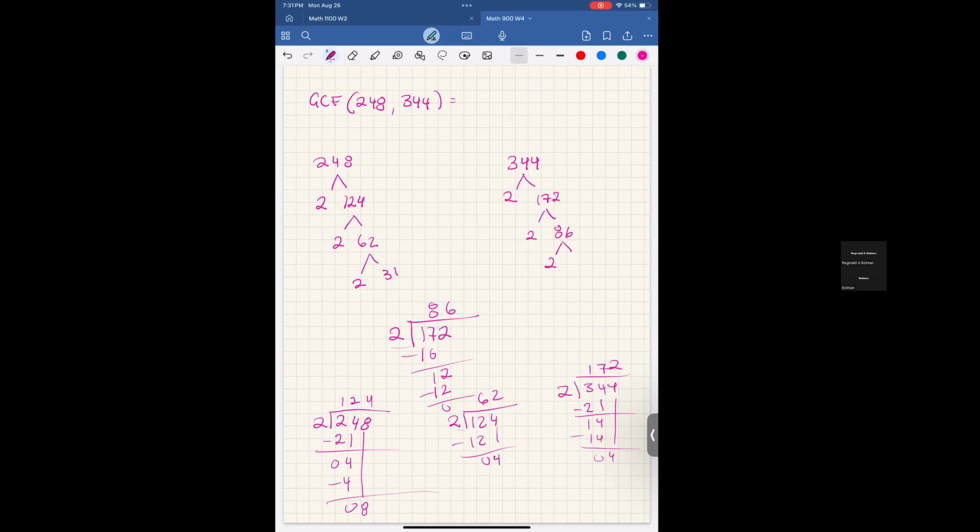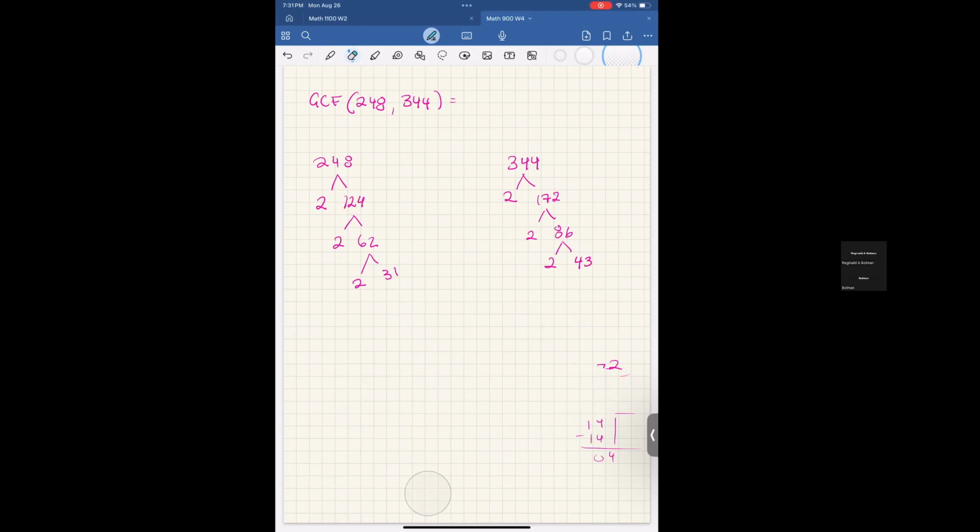Now we're going to divide 2 into 86. 2 goes into 8 4 times. 2 goes into 6 3 times. So this should be 43. And here we are. This will be our prime factorization of 344. Take a moment to check my math, but when you're satisfied, go ahead and we'll give ourselves a little bit more space.